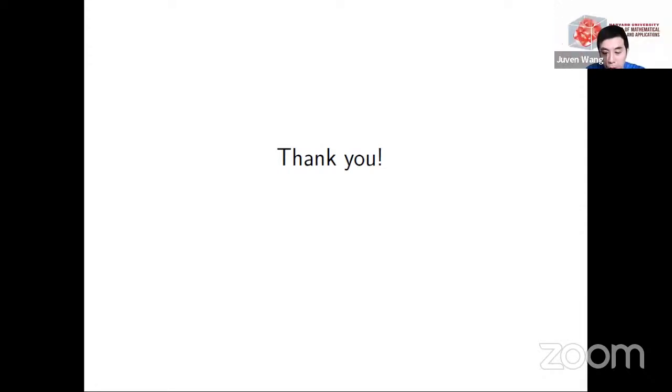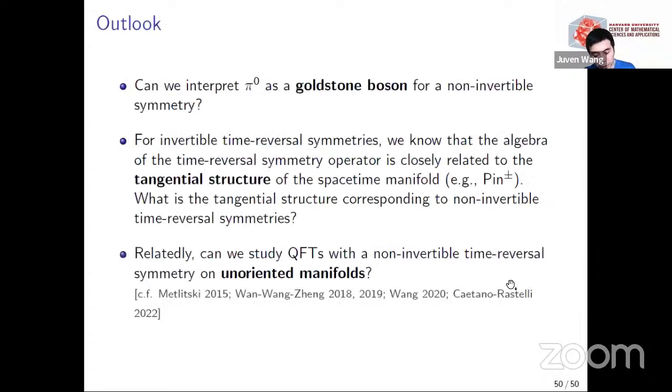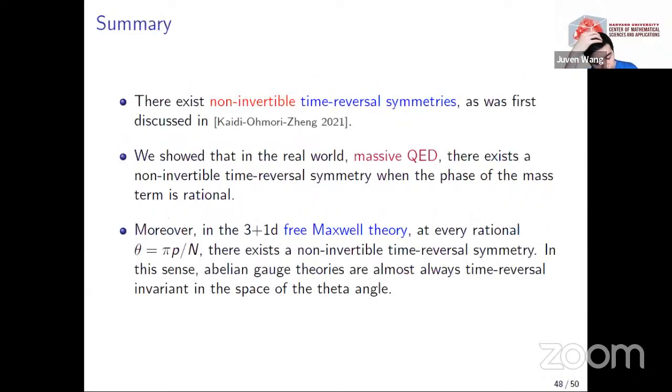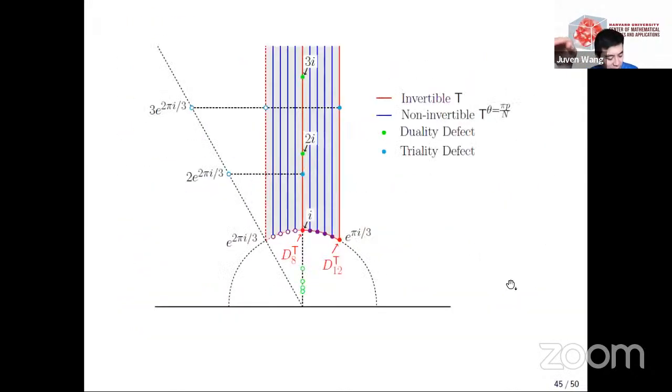I have a question about the figure you showed, organizing various invertible and non-invertible time-reversal symmetries on this fundamental domain. Yes, this one. Can you say something more about the triality defects and duality defects? I didn't explain this, but there are other non-invertible symmetries in the Maxwell theory, at special values of the coupling constant, that we found in a paper from last November and this April.